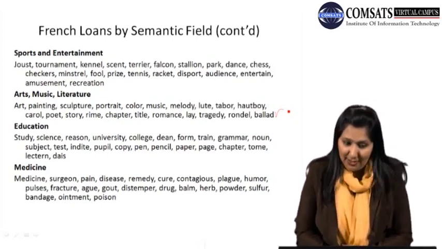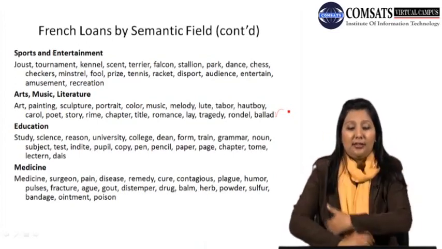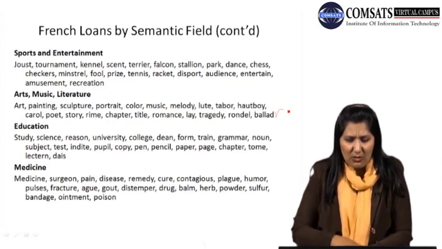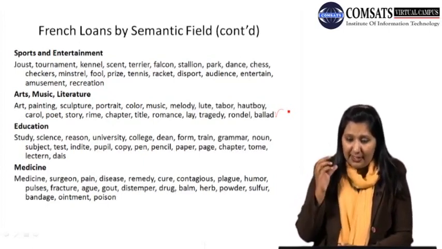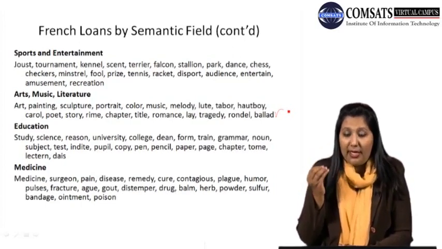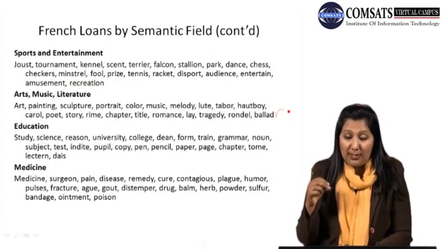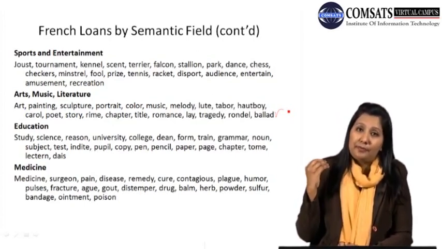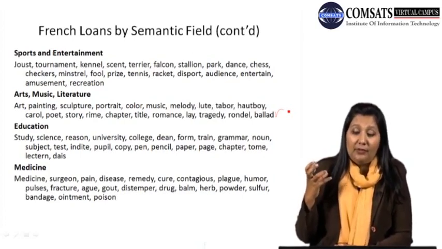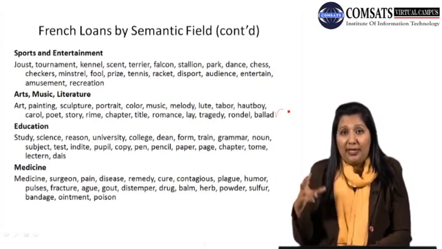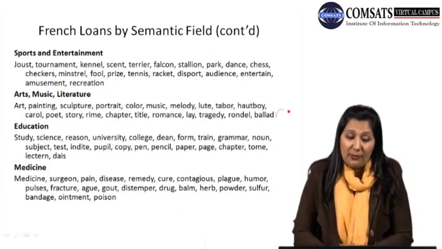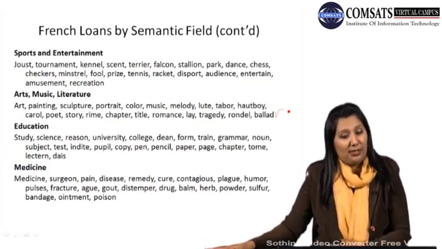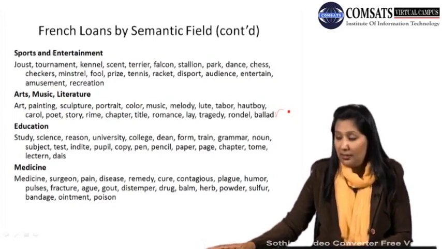Let's look at a little vocabulary of medicine. Medicine, surgeon, pain, disease, remedy, cure, contagious. Perhaps the spelling of contagious has changed a little now. Plague, humor, again a difference between Britishers and Americans. Sometimes we add H-U-M-O-U-R, with the U, sometimes we don't. That is a difference in Britishers' and Americans' spellings, and we see that this is actually coming from the French loans, and the spellings would vary later on. Pulses, fracture, gout, distemper, drug, balm, herb, powder, sulfur, bandage, ointment, and poison. Again, a list of words given by the French.